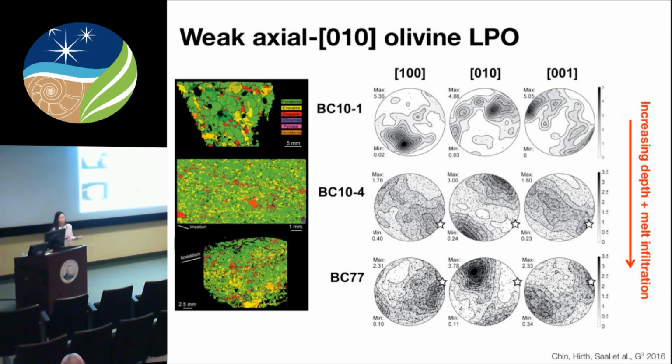a strong fabric to a weaker fabric. And these sort of weak axial type LPOs, lattice preferred orientations, have been both experimentally and shown in nature to correspond with a grain size sensitive creep mechanism, which could be related to melt infiltration. So as you infiltrate melt into a peridotite, that melt crystallizes new minerals, fine grains of those new minerals, and the deformation can be concentrated in these fine grained regions. So this is good evidence that we also have melt infiltration that affected this lithospheric column.